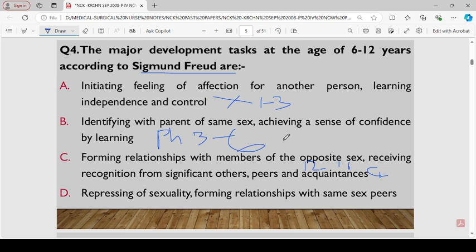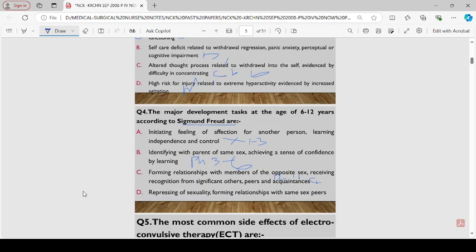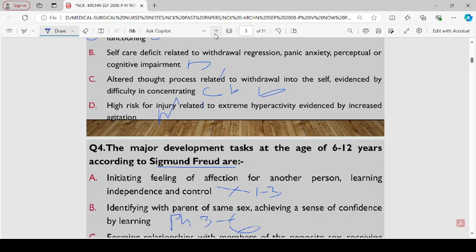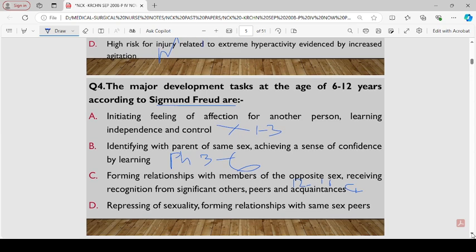I think the best option for us here is repressing of sexuality, forming, I'm sorry, forming relationships with the same sex, right? And I think that will be okay for our case here, right? In this case, let me just scroll down. All right, so this is the best option for us here, right?